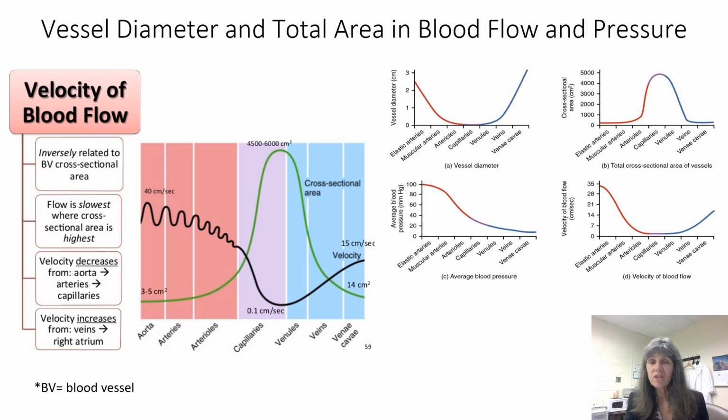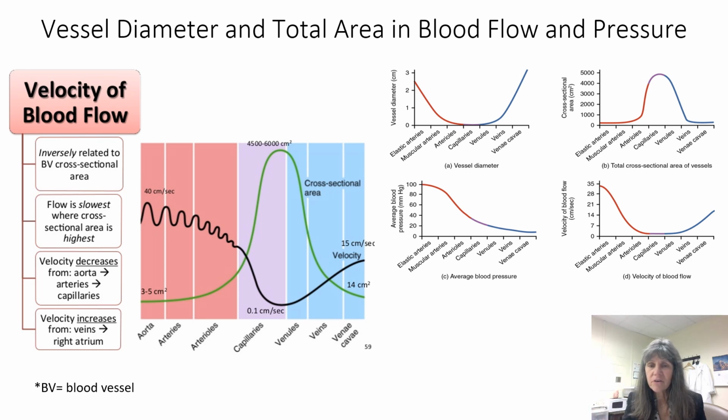So if we look at the chart on the right-hand side, you'll see that they broke down vessel diameter at the top left of the chart. The top left is vessel diameter, how it is big in those bigger elastic arteries like the aorta, and then we go to the muscular arteries. The vessel diameter is really small when we get to the arterioles, the capillaries, the venules, and then the diameter gets bigger as we go up towards the vena cava. The total cross-sectional area is on the top right of the four pictures, and you can see how that cross-sectional area increases because there's a ton of capillaries, so there's a lot of area that the blood has to travel through.